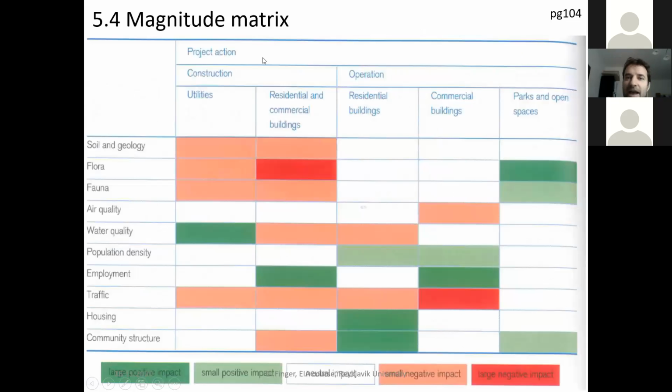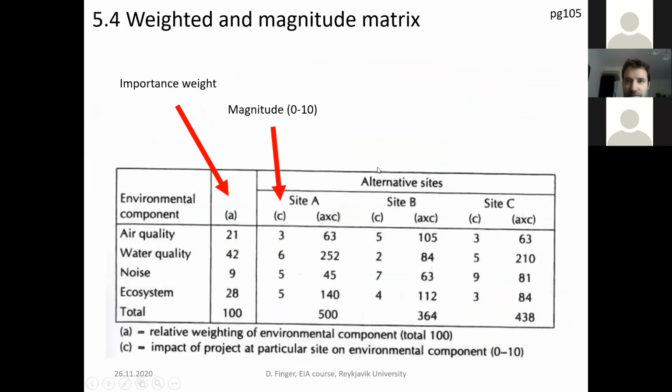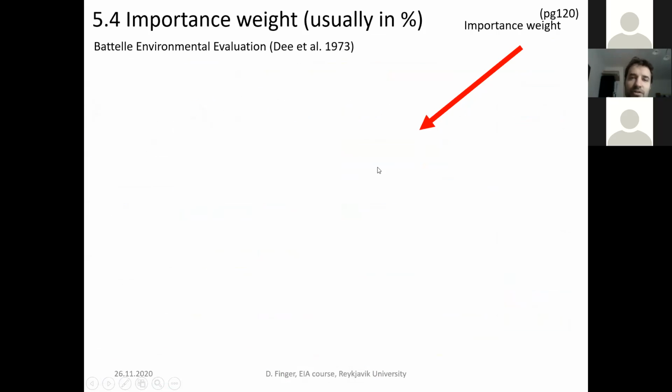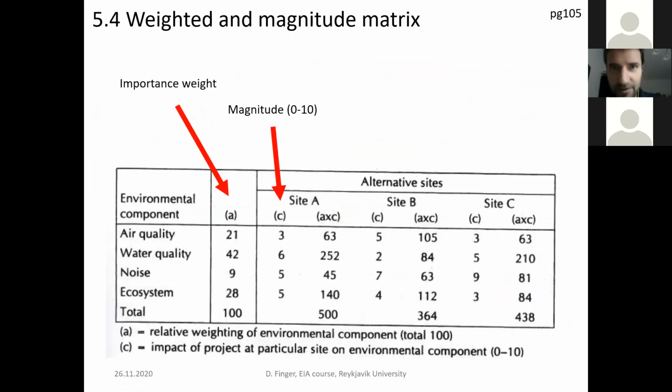framework for sub-analyzing sub-elements, and then, oops, the figure doesn't appear anymore, doesn't matter, and then give each sub-element a weighted value in order to come up with something that is a weighted and magnitude matrix. So again, here, on the top right-hand is always the page of the book where the matrices are explained in more detail.